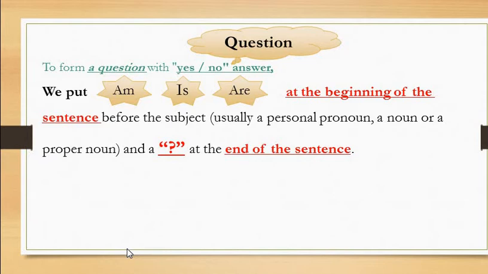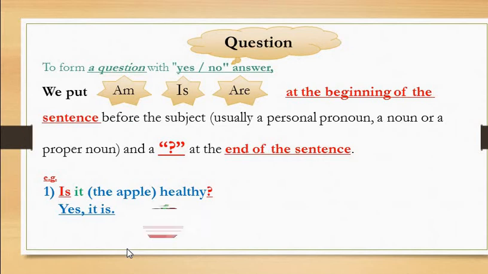What's the subject? The subject is usually a personal pronoun, a noun, or a proper noun. Let's read the examples. Is it healthy, or is the apple healthy? Yes, it is. To form a question, what do you put at the beginning? Is. Excellent. The first letter has to be capital. What do you put after is? It. It is a personal pronoun. Great job.